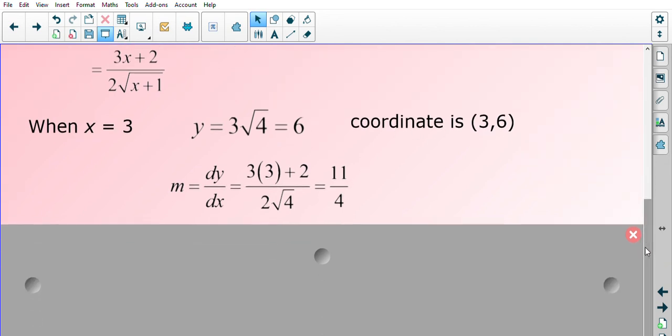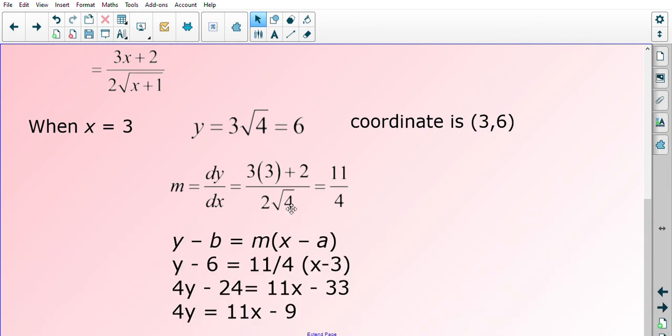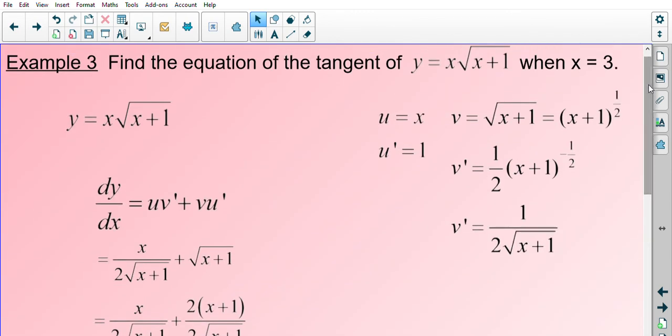This is now National 5. Using the equation of a line, y minus b equals m bracket x minus a, substitute my values in, so y minus 6 equals 11 over 4 bracket x minus 3. If I multiply both sides by 4, the fraction disappears, so it's 4y minus 24 equals 11x minus 33. Then I've got 4y equals 11x minus 9. So that would be the equation of the tangent of the function y equals x square root of x plus 1 when x was 3.